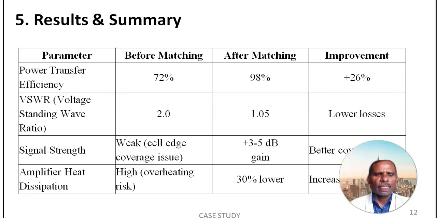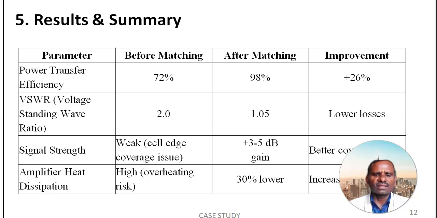Results and summary. We found the values before matching and after matching, and what the improvement was. Power transfer efficiency before matching was 72%. After matching it was 98%, so the improvement is plus 26%. Then the voltage standing wave ratio: before matching it was 2.0, after matching it was 1.05. Here you can see that losses were lowered.